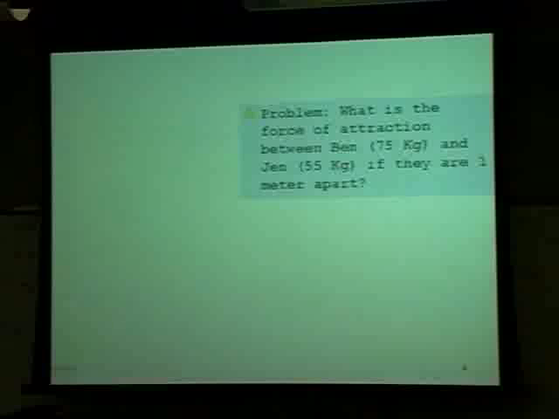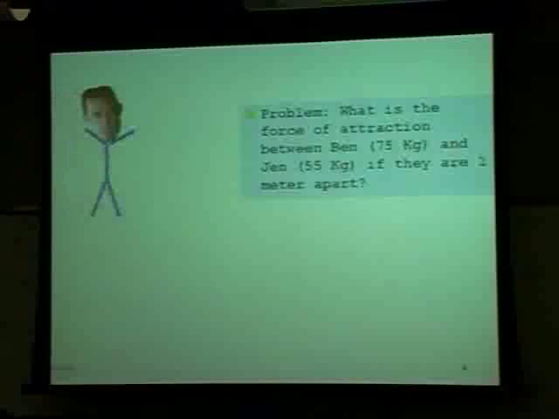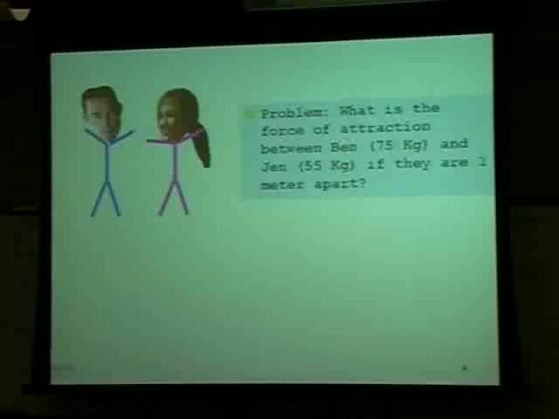All right, so let's try this law out with an example. Here's a problem. What's the force of attraction between Ben, who's 75 kilograms, and Jen, who's 55 kilograms? They are 1 meter apart.